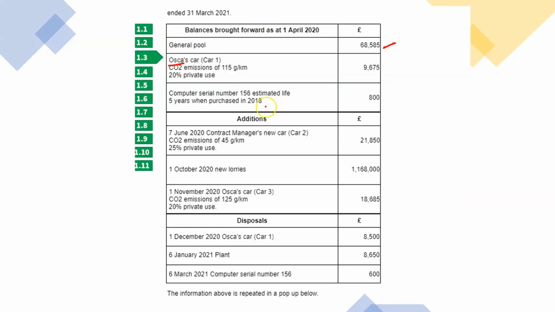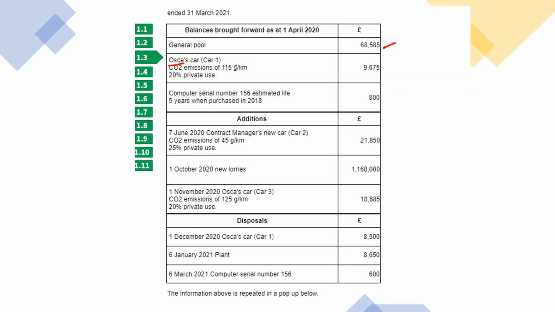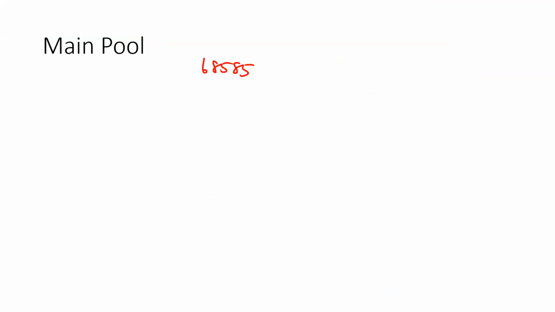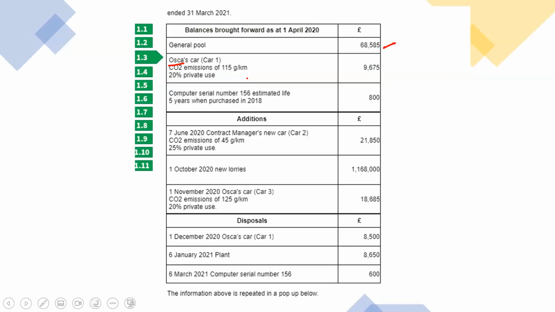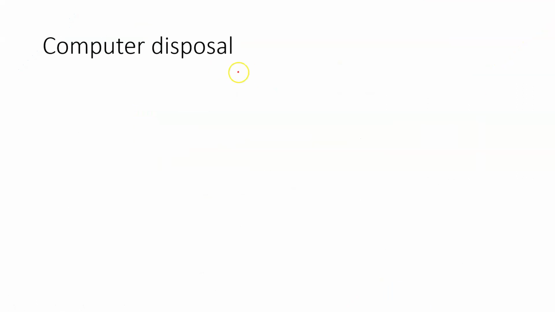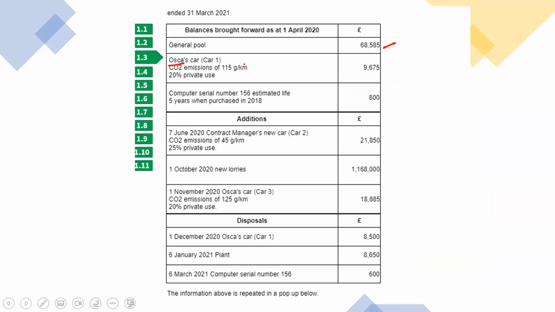So you have a general pool of 68,585. I'm just going to write here 68,585. And then you have Oscar's car, which we hold separately, 9,675. And then finally, we have a computer for £800. Okay, great. So let's see what we have in front of us.